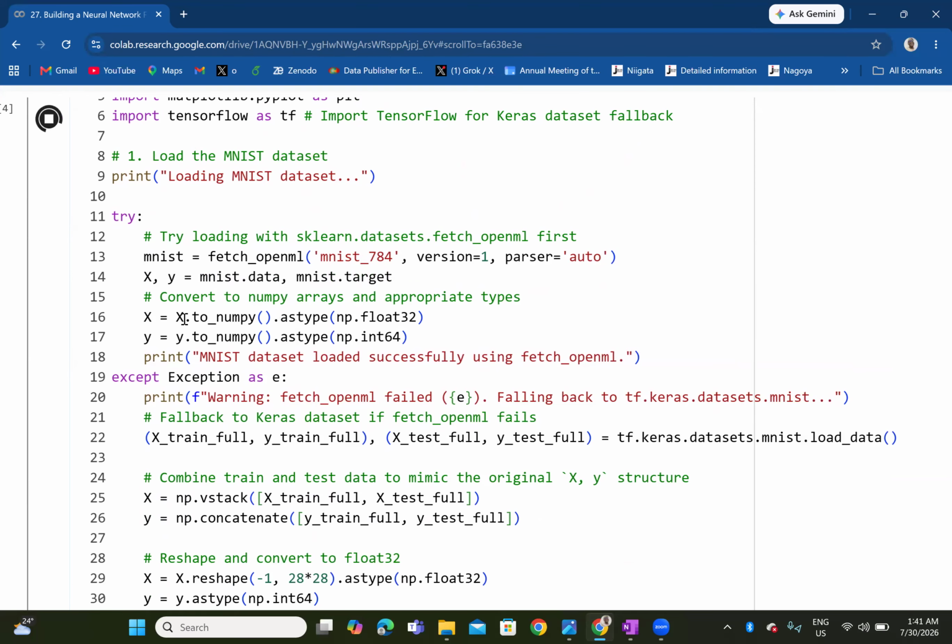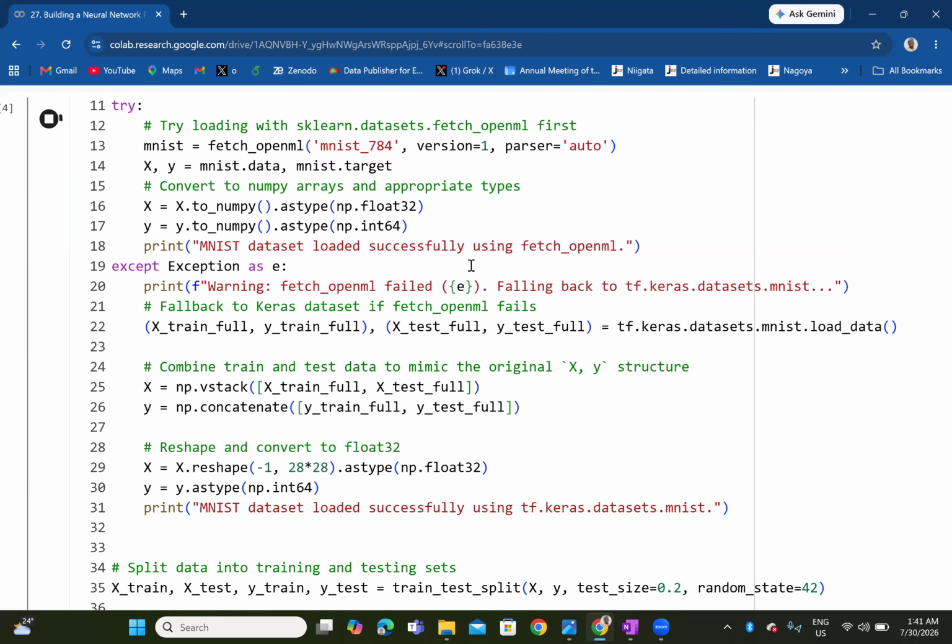So you have X = X.to_numpy().astype(float), converting to float type. The same happens for y, and then you print "MNIST dataset loaded successfully using fetch_openml" if it is successfully loaded. That's the trial. If that doesn't happen, you have an exception: except Exception as e, print "fetch_openml failed, falling back to Keras dataset MNIST".